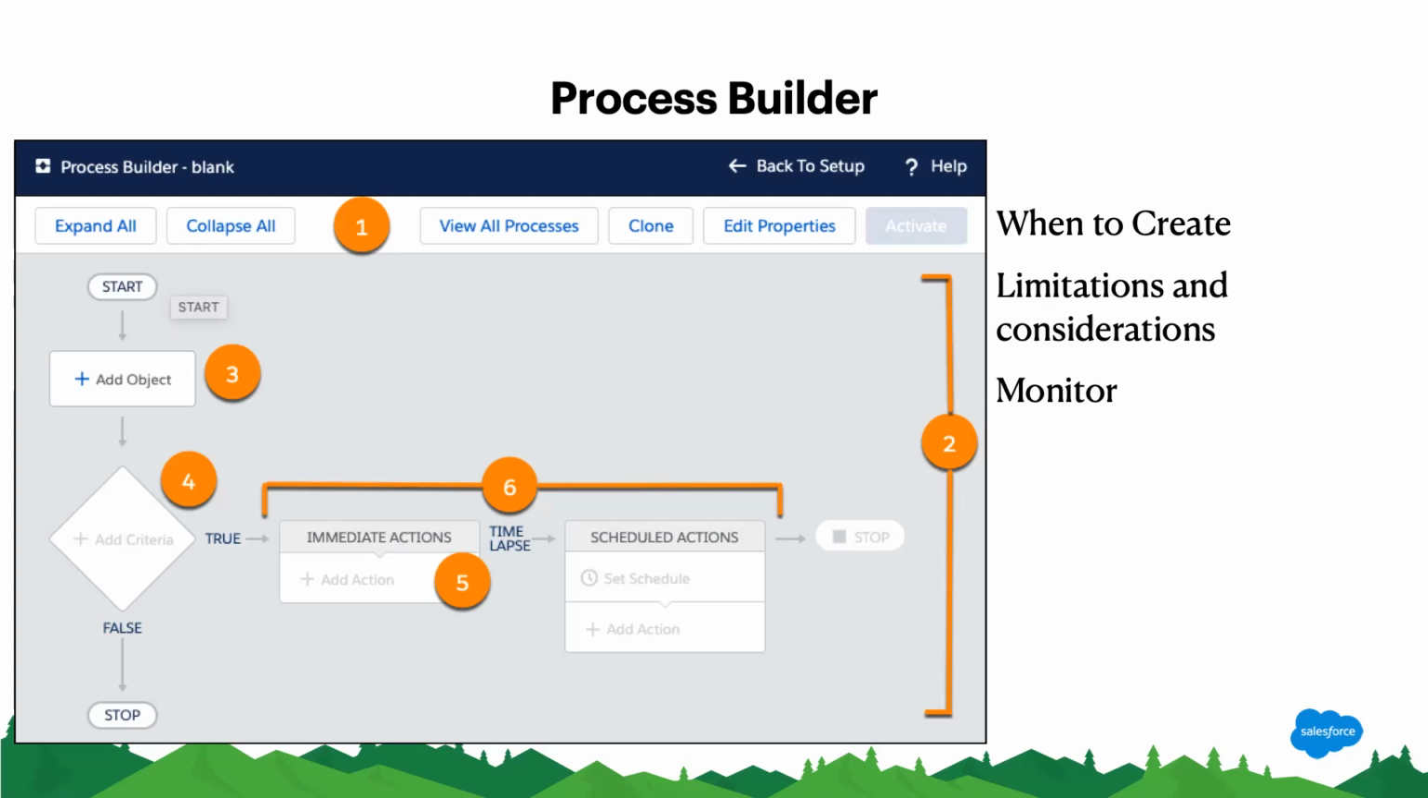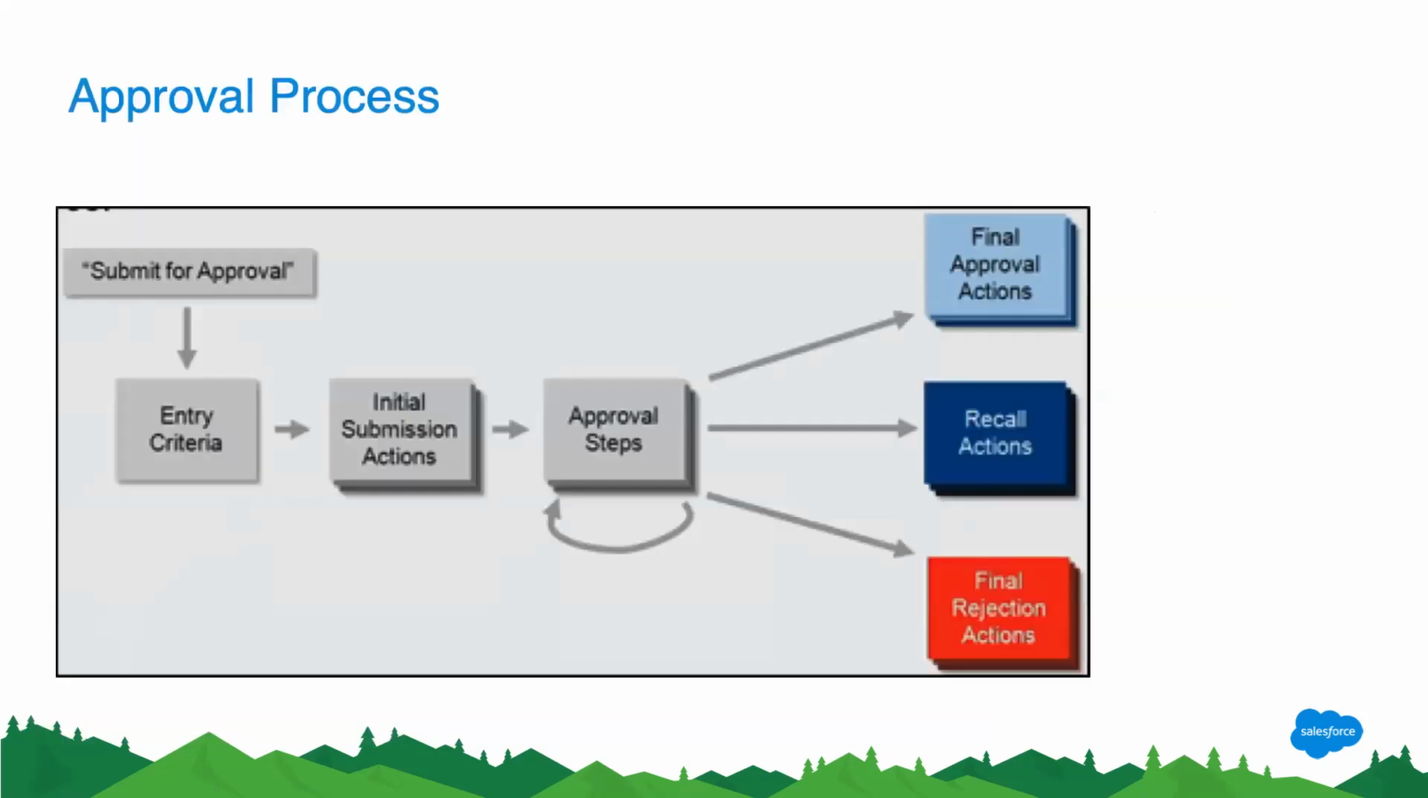And the third process automation tool we are going to see is the approval process. The term approval process, you all might be familiar with, but not with the actual approval process in Salesforce, right? So what is an approval process?